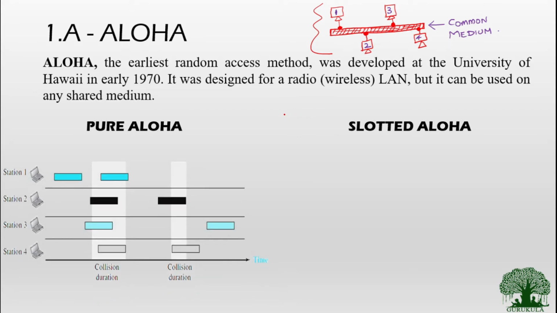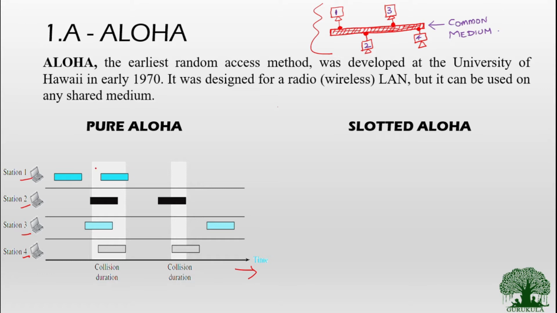In the pure ALOHA technique, we have 4 stations as depicted in our environment: station 1, station 2, station 3 and station 4. All these 4 stations are sharing a common link. This axis represents time, and just for the sake of understanding, it has been given different timelines, but in practical scenarios this is going to be the same timeline.